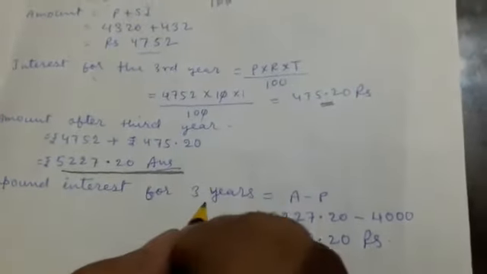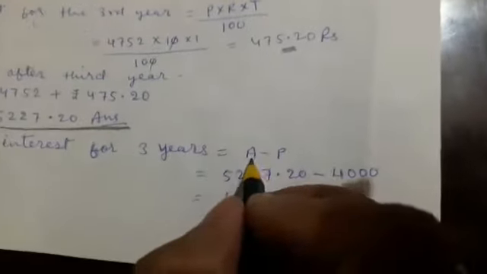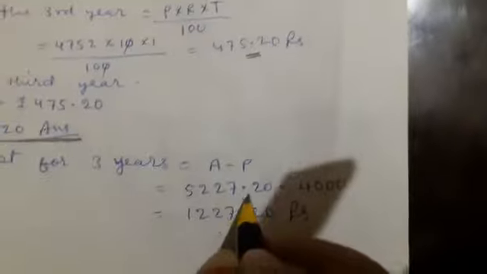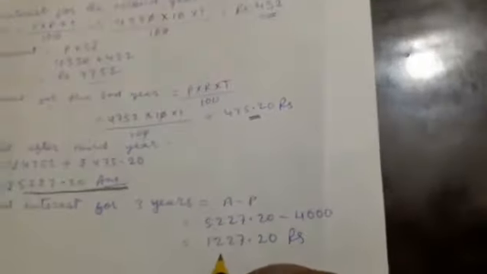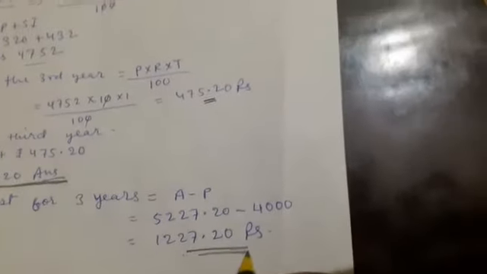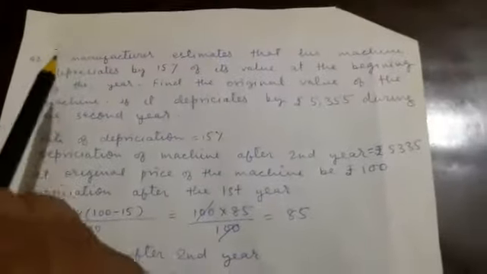Now this is the amount after 3 years. So what will be the compound interest for 3 years? That is A minus P, meaning amount minus principal. So 5227.20 minus 4000 is equal to 1227.20 rupees. This will be the compound interest after 3 years. Now we will see the next question.